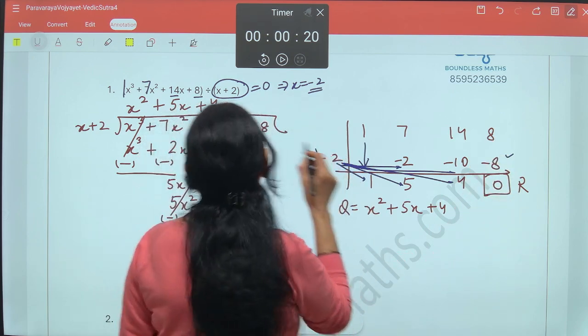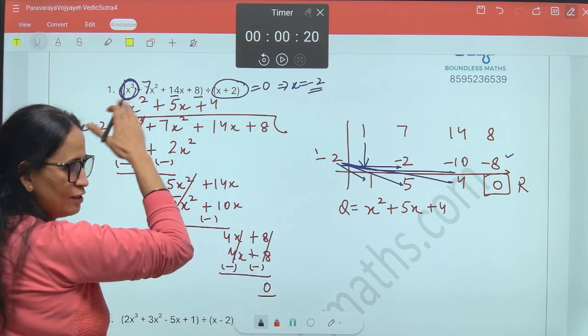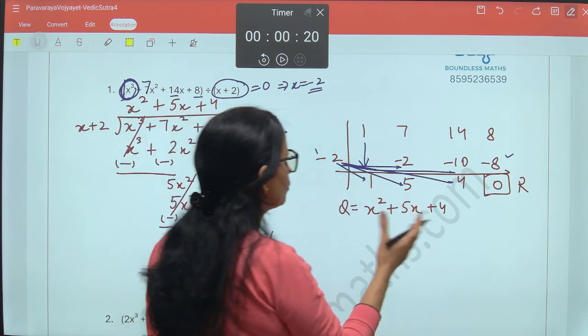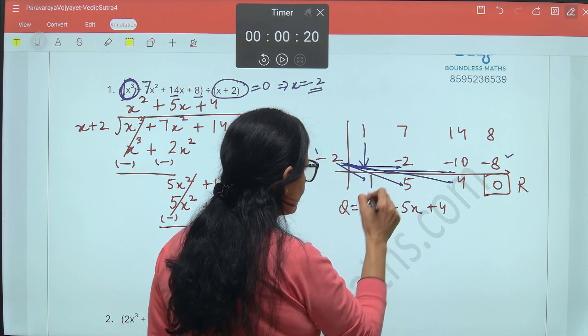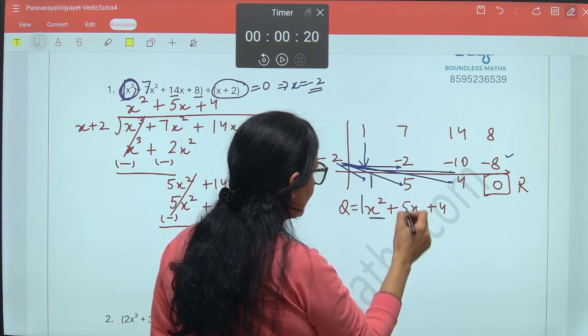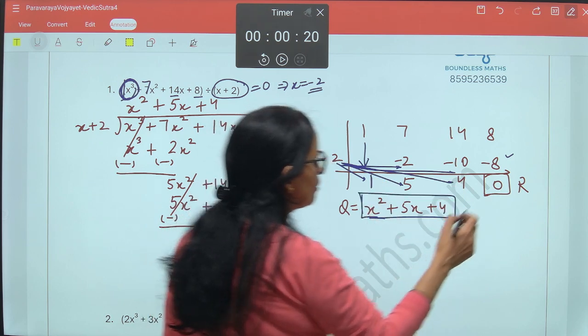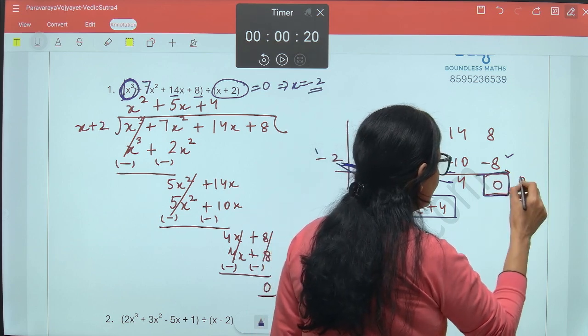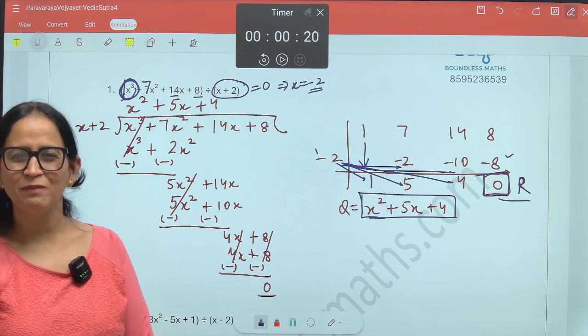So now because the dividend had the highest degree of 3, it was x cube here, while writing the quotient, I will start from 1 degree lesser. The coefficient is 1, so it is 1x square, then 5x and then 4. So this becomes my quotient and the remainder is the last term that I get here, so that is the remainder. Interesting? Is it amazing?